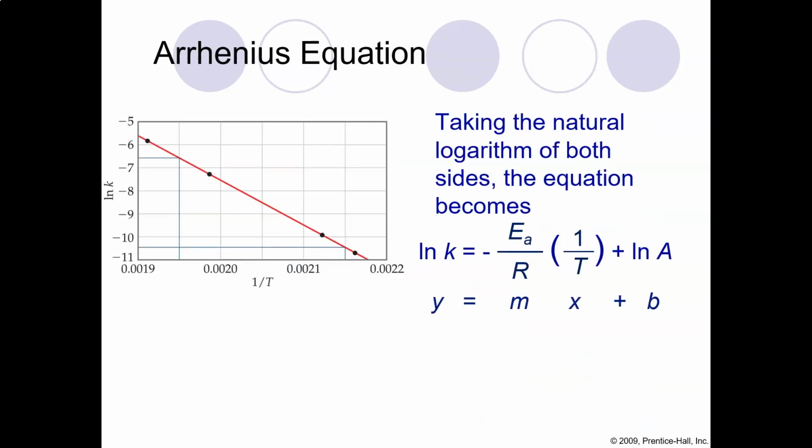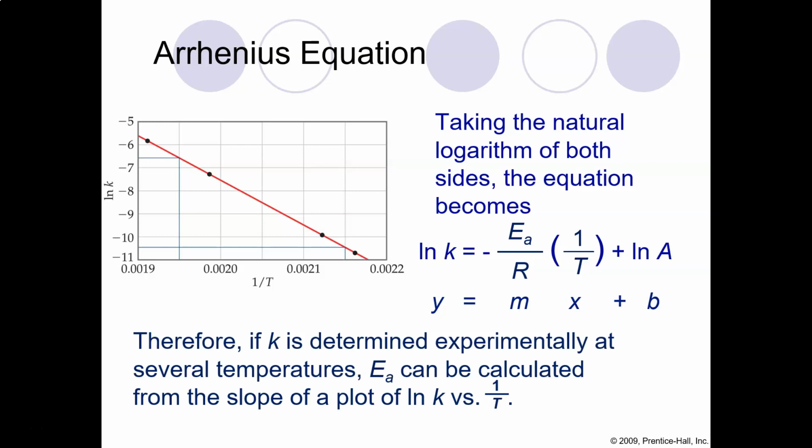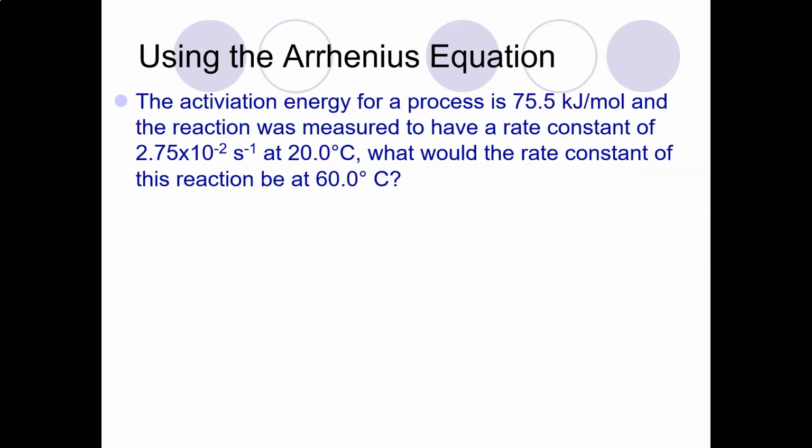So this was just showing how if I graphed it, I could get these values. I care less about that than I should. Okay, so let's try this. The activation energy for a process is 75.5 kilojoules per mole, and the reaction was measured to have a rate constant of 2.75 times 10 to the negative 2 inverse seconds at 20.0 degrees Celsius. What would the rate constant of this reaction be at 60.0 degrees Celsius?